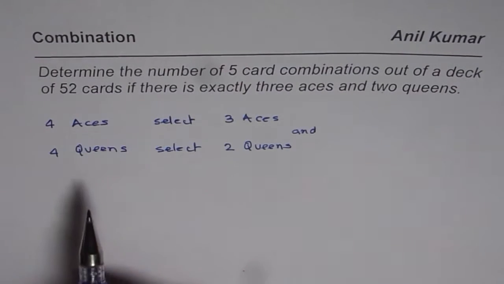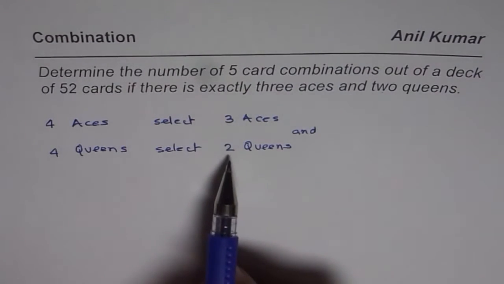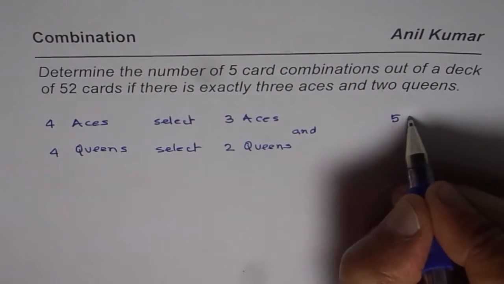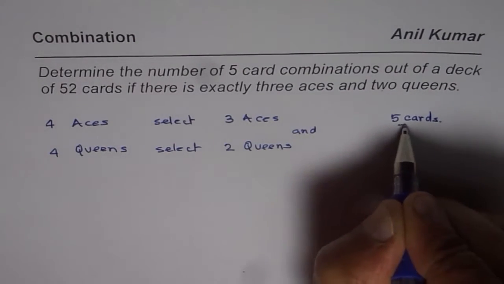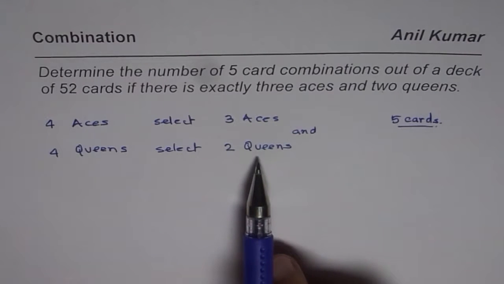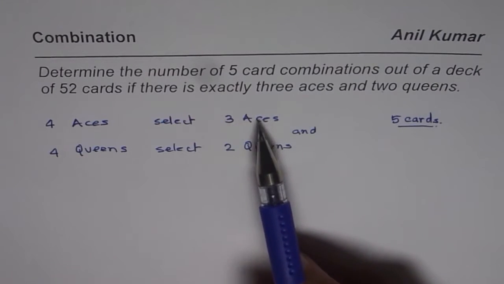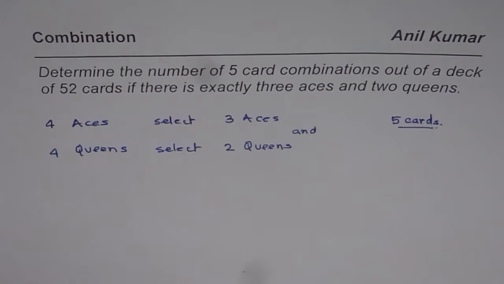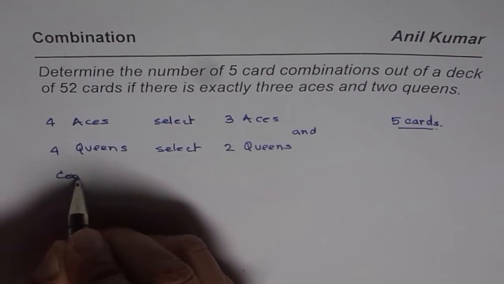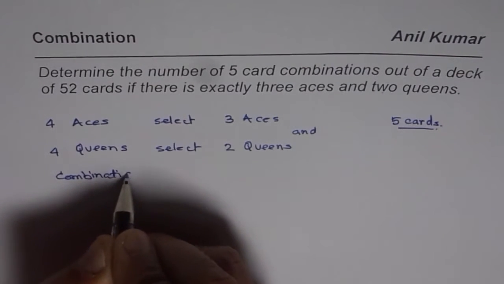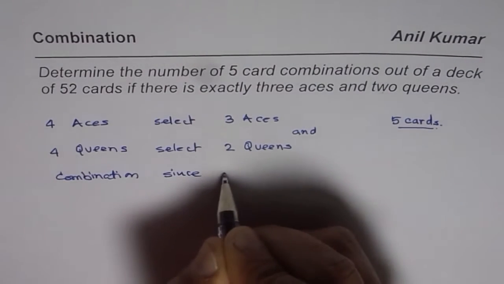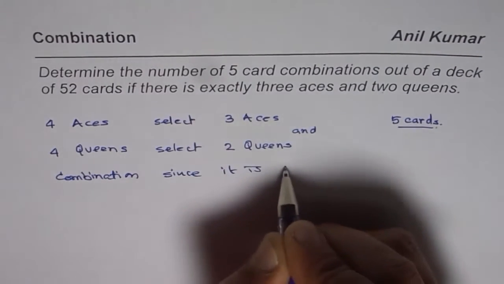Right. So in doing so, we will get 5 cards, and that gives us 5 cards in all, correct? Now once you have these 5 cards with you, the order does not matter. Whether you select first an ace or a queen, it does not really matter. In the set of 5 cards, since order does not matter, it is a case of combination, correct? So that is how we understand that we need to do combination in this case, since it is independent of order.